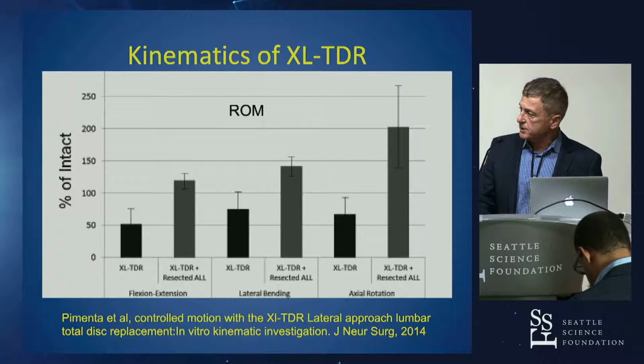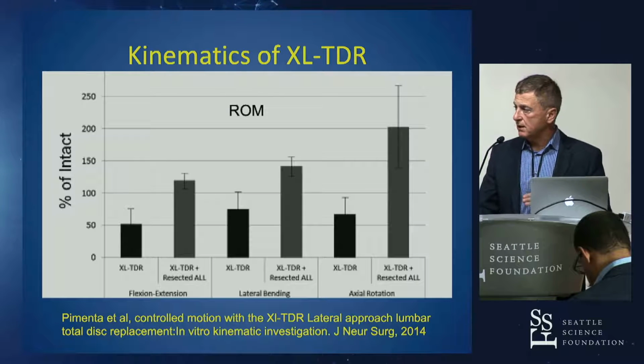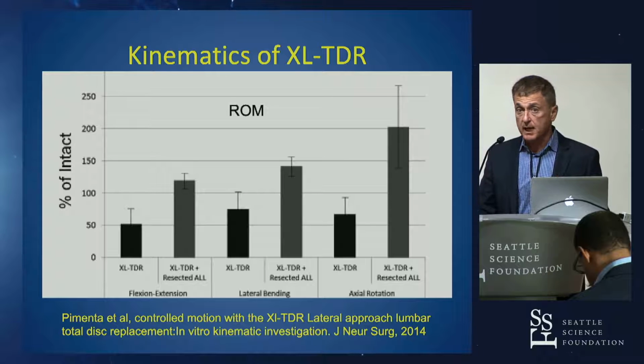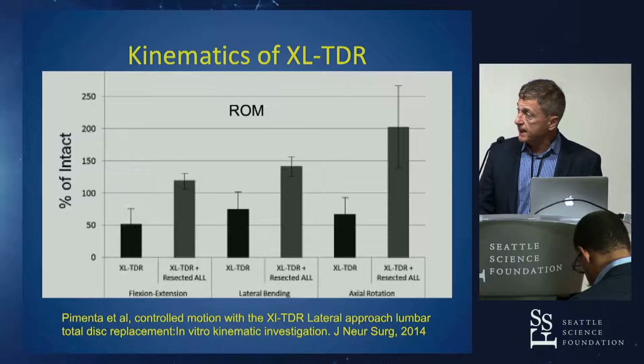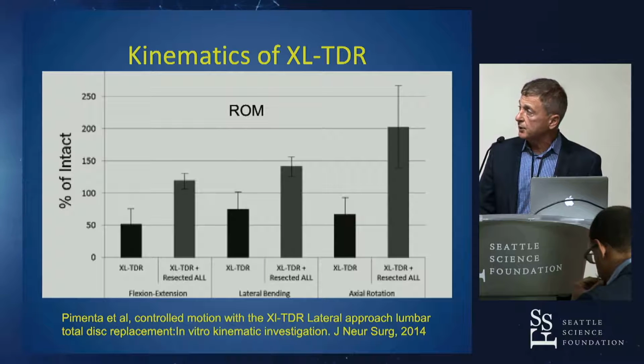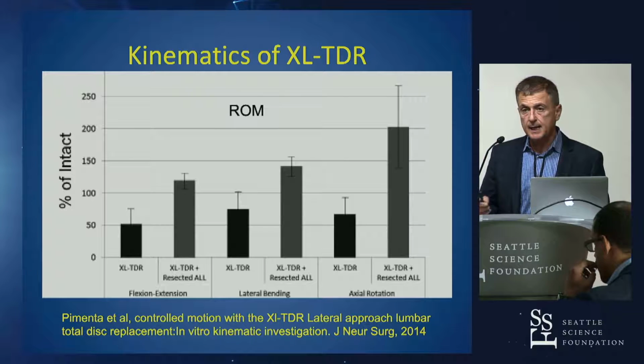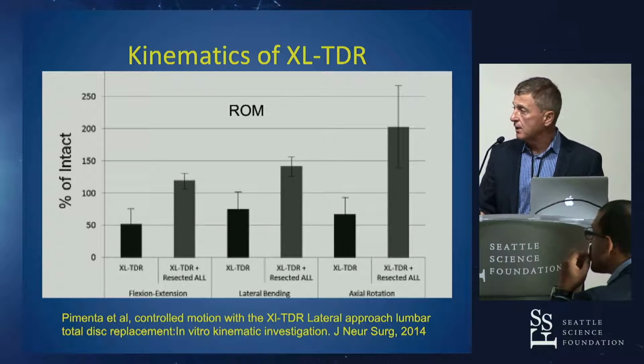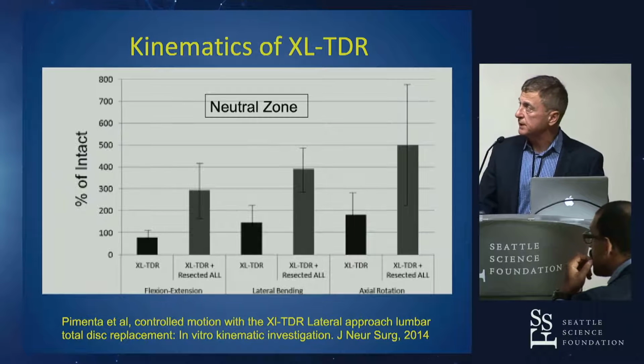So when you look at flexion extension, if you put a lateral TDR without ALL resection, it's slightly more than 50% of intact. So not a lot more motion. It's basically within physiologic motion. You resect the ALL, now you went up to 120, 130%. If you look at lateral bending, same thing. Lateral bending is roughly within physiologic motion. Resect the ALL, you're up to 140%. And then axial rotation goes up to 200% when you resect the ALL. So undoubtedly, when you take out that ALL, you're going to have more motion and potentially more instability.